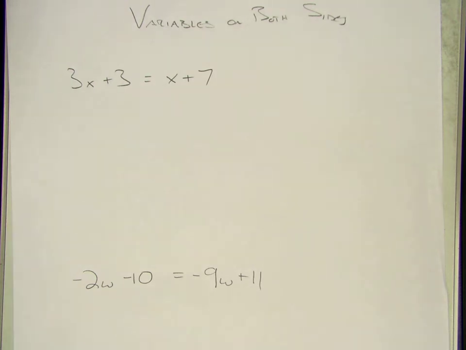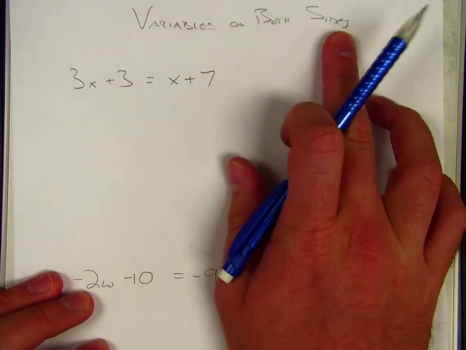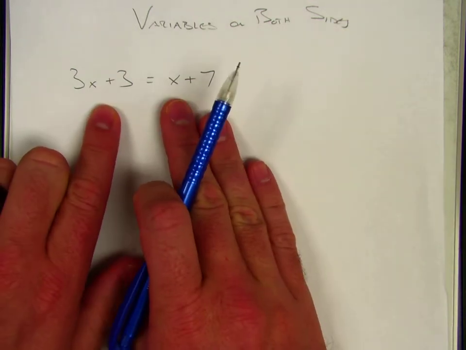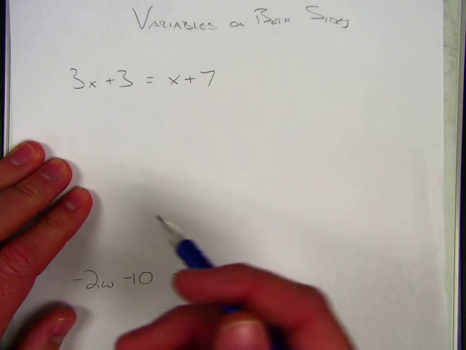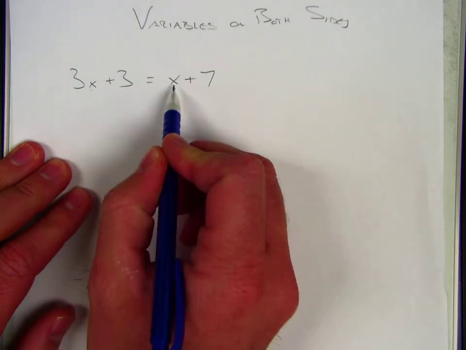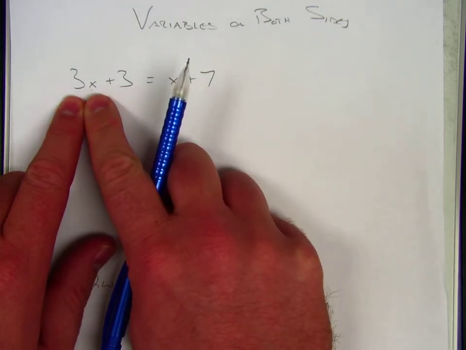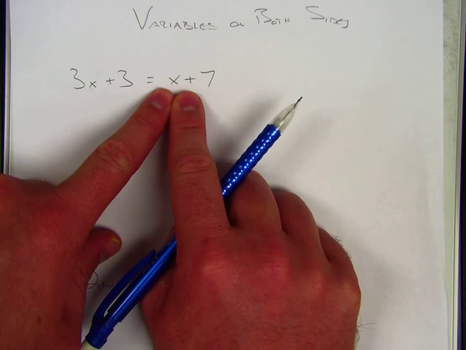In this video, I'm going to show you how to solve equations that have variables on both sides of the equation, or as I just call them, problems with variables on both sides. So if you look at this first example, this might be a little different than the problems that you're used to seeing because there's a variable on each side of the equation. I have 3x on the left side of my equation and I have x on the right side.